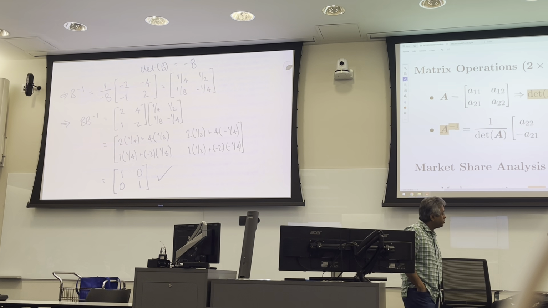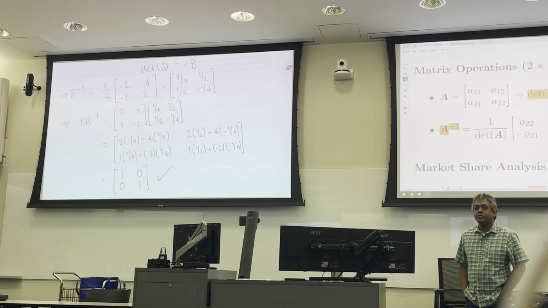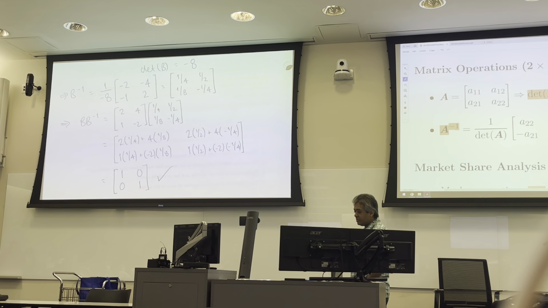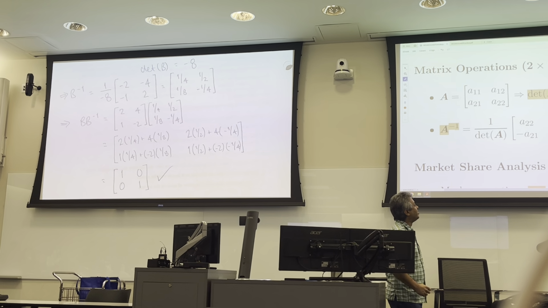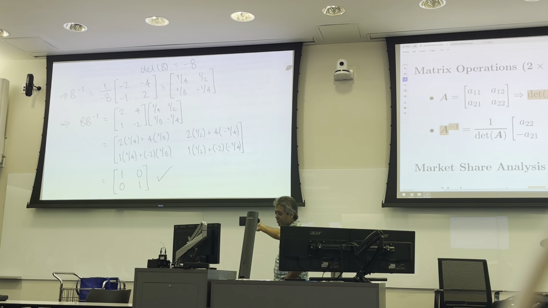Verifying that it is the inverse by multiplying B times B inverse. Are we going to have to do that on the test? Possibly. Check our work. Yeah, exactly. So when I say verify, you're basically checking your work. So using the properties of inverses, you're showing that if I take the original matrix and multiply it by its inverse, it gives me the identity matrix.